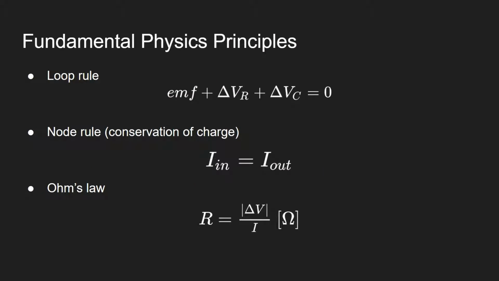Some fundamental physics principles that we used were the loop rule, which shows that the sum of potential differences in a round trip should equal 0, and the node rule, which implies conservation of charge, meaning current going in equals current going out. Ohm's law shows resistance equals potential difference over current, and this is measured in ohms.